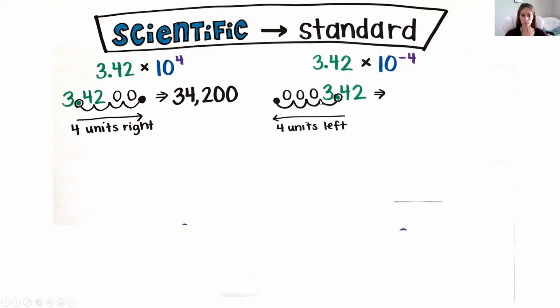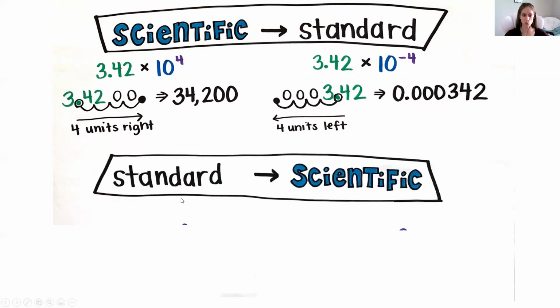Starts off here, 1, 2, 3, 4 units to the left, and it gives us that decimal number that I honestly can't pronounce, which is why scientific notation comes in handy, because we take really large numbers, really small numbers, and we put them in a format that's easy to write, easy to pronounce. Now let's do the flip side. What if you're given a number in standard form and you need to write it in scientific notation?